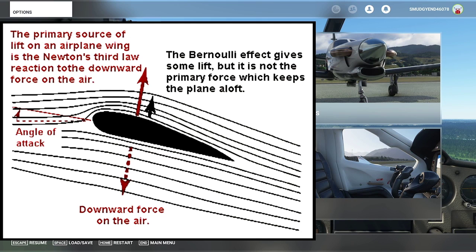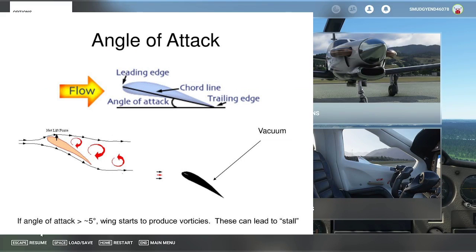So I want to talk about that, and then what I want to do is talk about angle of attack next. So I am going to go to yet a third change on the screen, or third image I want to show.